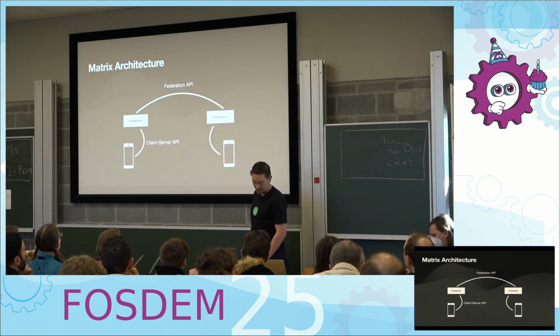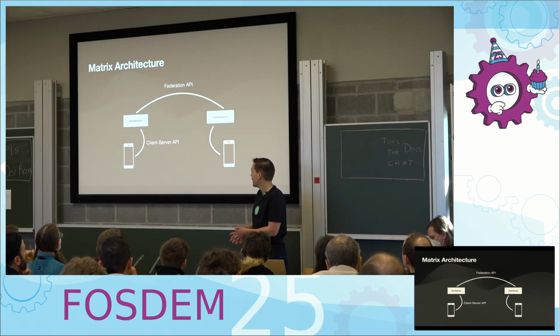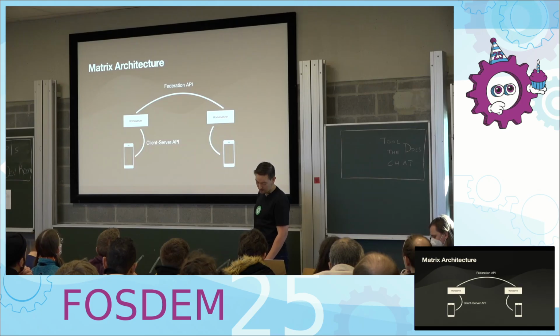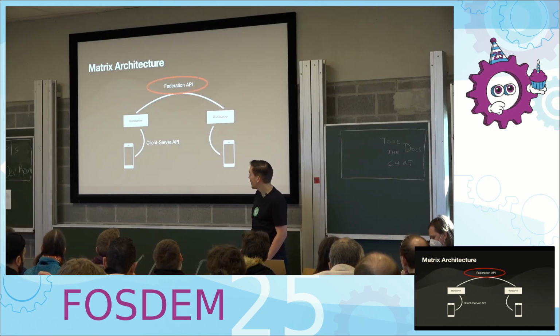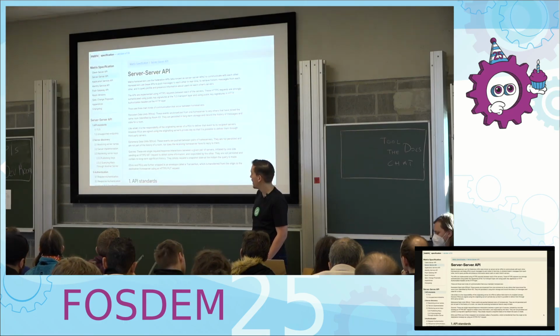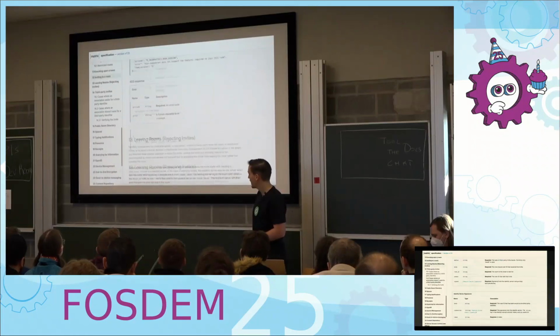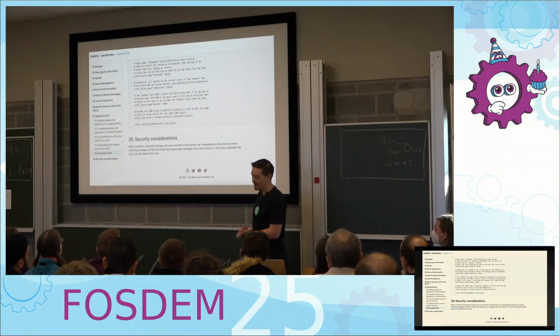So first of all, what is the Federation API? Hopefully this is all kind of familiar, that most people have used the client-server API. The Federation API is the way that two home servers will talk to each other. That's a bit high level, so you could go a bit deeper than that. So here's the server-server API with all the HTTP endpoints, all the JSON objects, and that basically tells you everything you need to know. So that's it. Thank you very much.